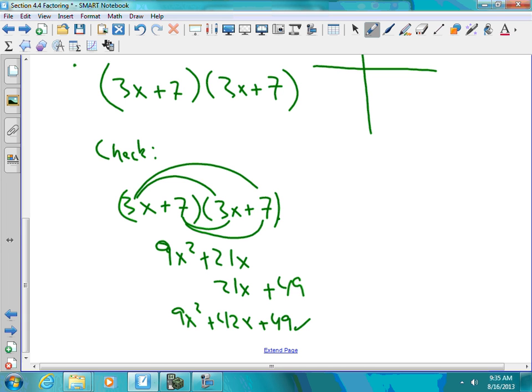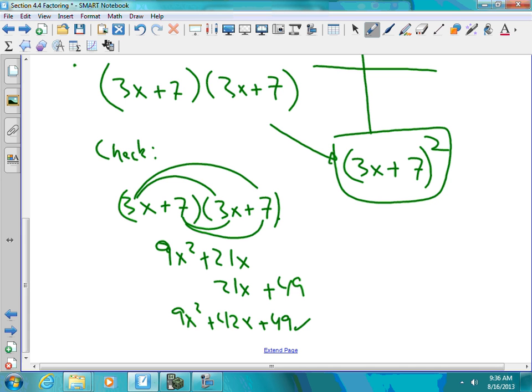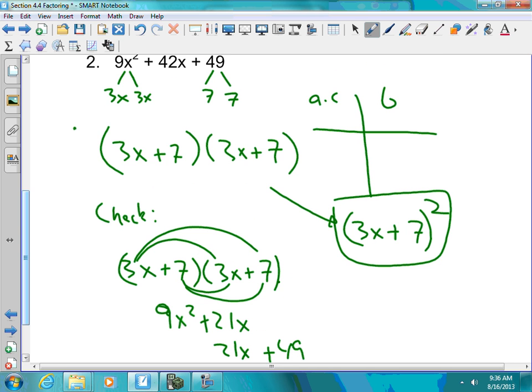So this is our answer, except for perfect square trinomials, if it's repeated, we can rewrite it as 3x plus 7 in parentheses squared. So this would be the proper way to write it. Okay? I might point that out on a paper if you turn it in this way, that I prefer it to be written as one binomial being squared.